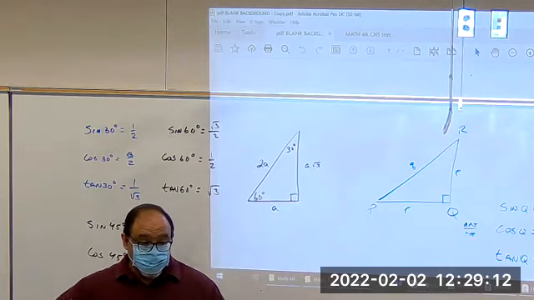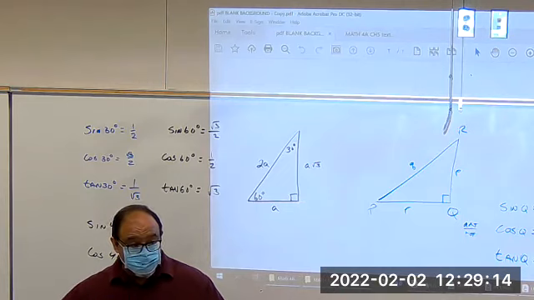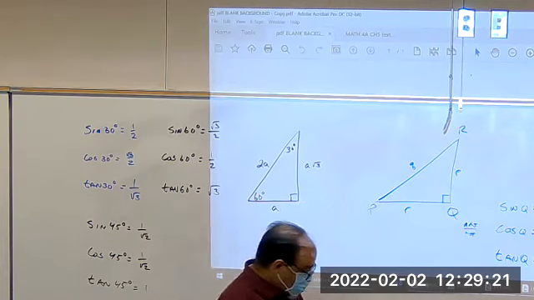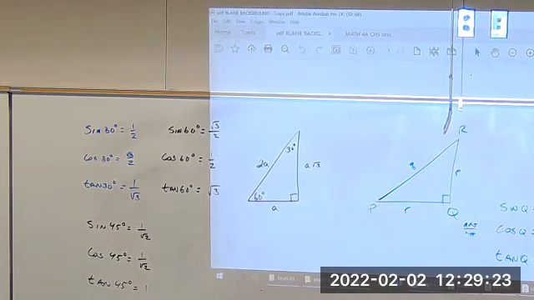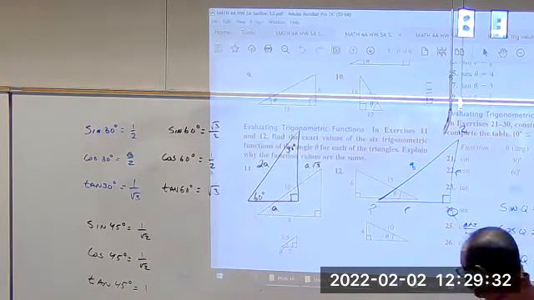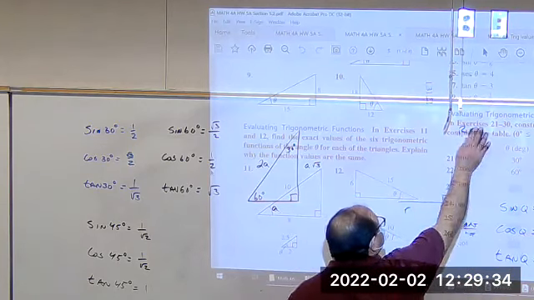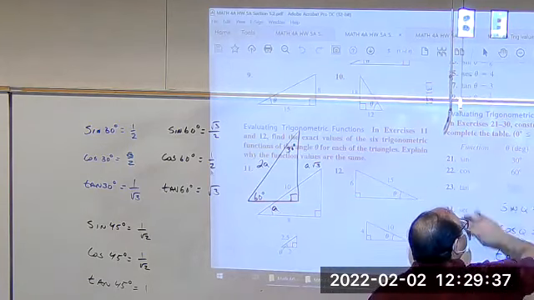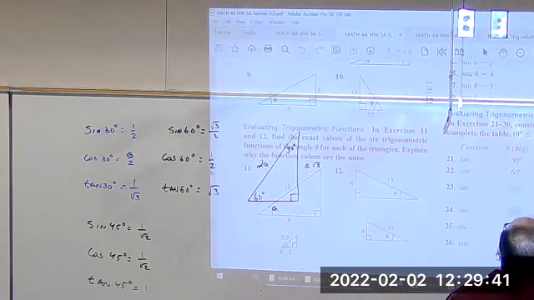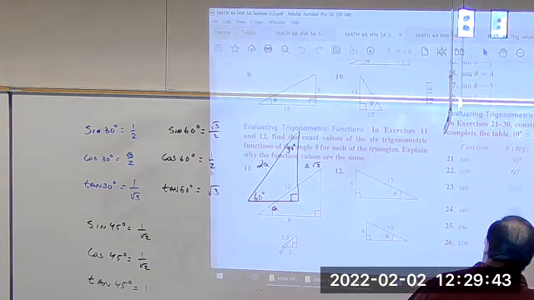So on Monday, there's a different method. So we can handle all the quadrants, and you'll get pluses and minuses to go along with it. Now back to the homework. They're filling in this table. 21. Construct an appropriate triangle to complete the table. So they actually want you to draw a picture.